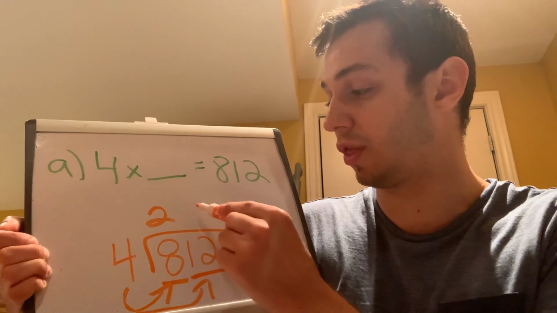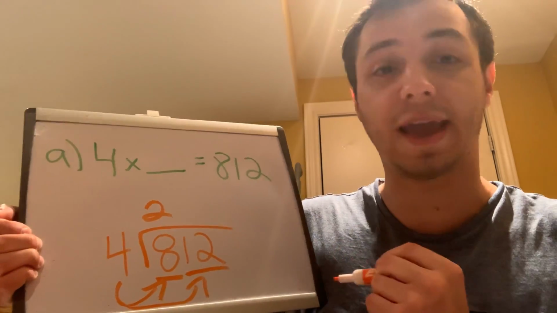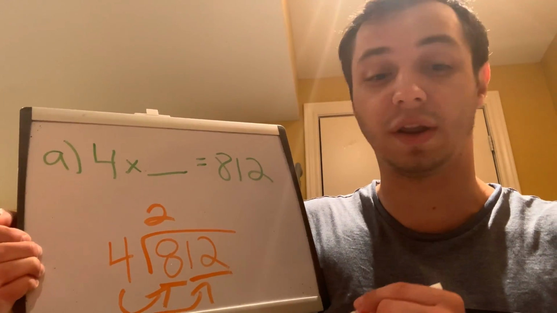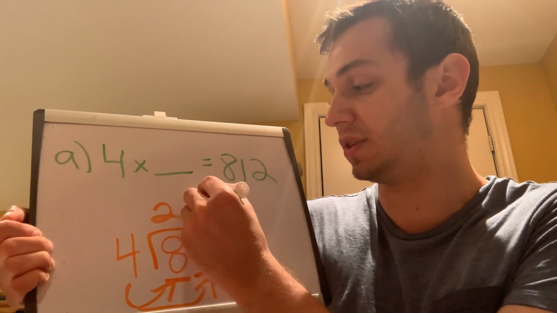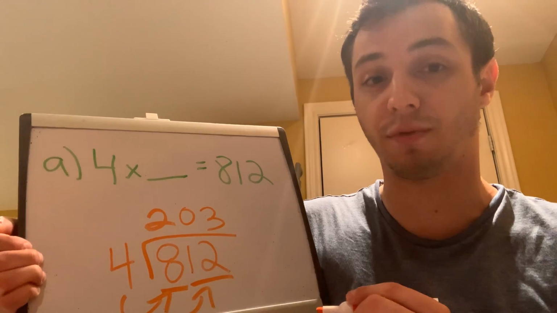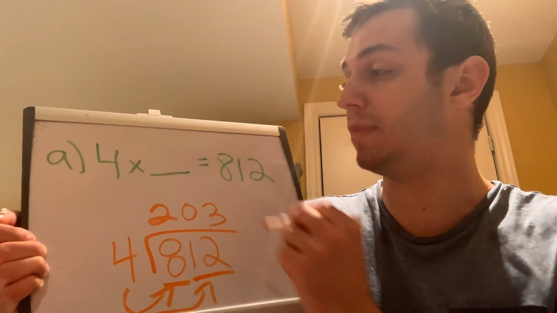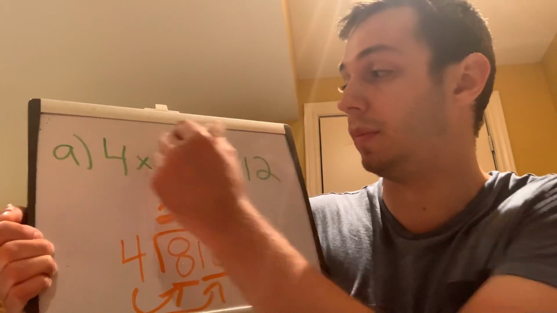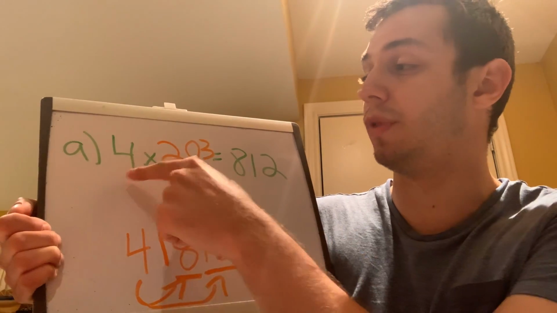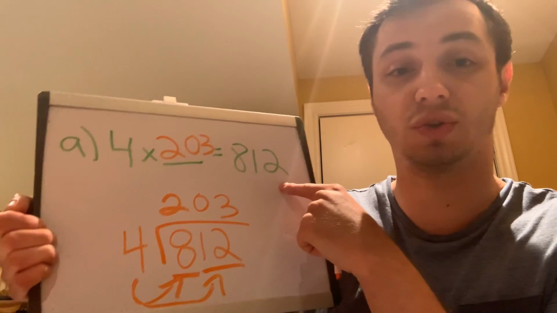But I can't just write 3. Remember, since the 12 has 2 digits, my answer that goes on top also has to have 2 digits. So instead of writing 3, I'm going to write 0, 3. So our answer is 203. So now that we solved for that division problem, I can enter in that missing number in my multiplication problem, 203. Right, so we now know that 4 multiplied by 203 gives us 812.